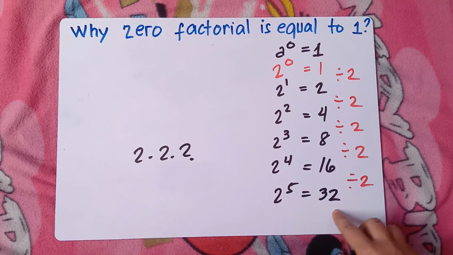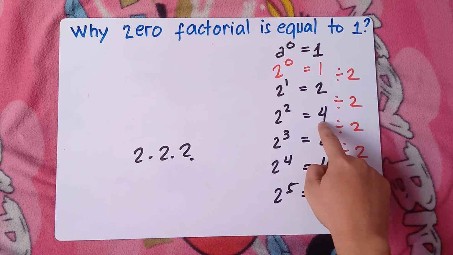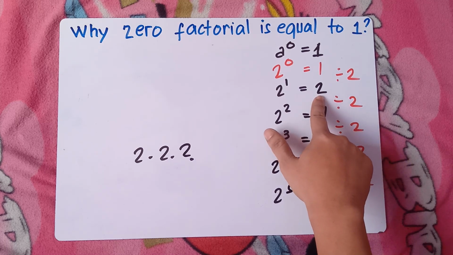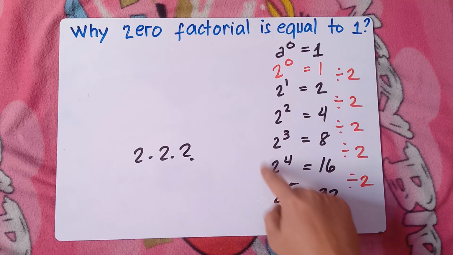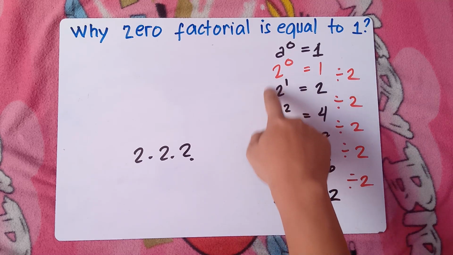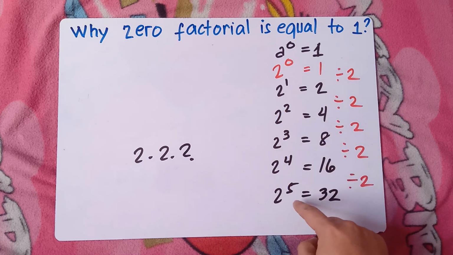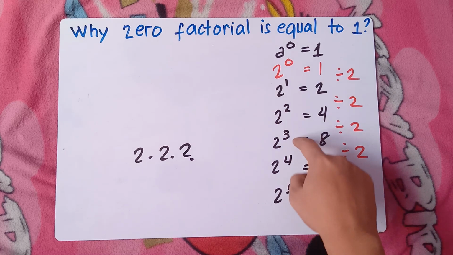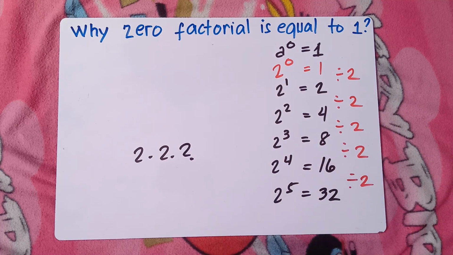So when we divide 32 by 2, we get 16. 16 divided by 2 is 8. 8 divided by 2 is 4. 4 divided by 2 is 2. 2 divided by 2 is 1. And check the numbers, class. We have the base of 2, then the exponents are consecutively decreasing: 5, 4, 3, 2, 1, and then 0. So therefore, 2 raised to the power of 0 is equivalent to 1.